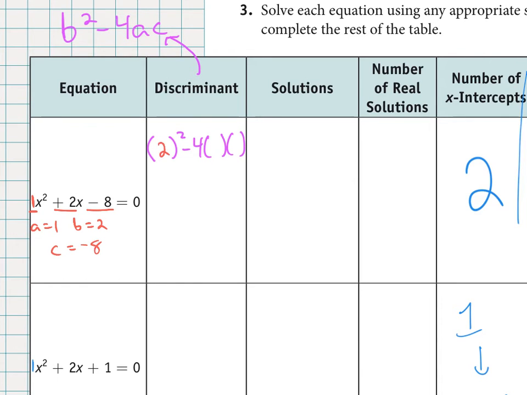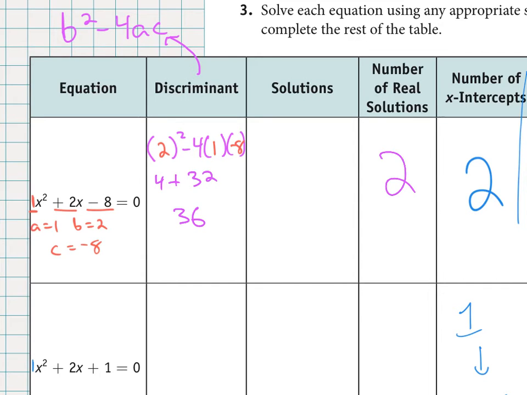So b squared minus 4a times c. Right now, you should be able to kind of identify that this is going to be positive. We have a positive number plus another positive number here. All right, so let's go ahead and see the value. So we do 2 squared, which is 4. And then we're going to be adding 4 times 1 times 8. We're adding 32. So our discriminant value is 36. So again, that's a positive number. We know a positive discriminant is going to give us 2 real solutions.